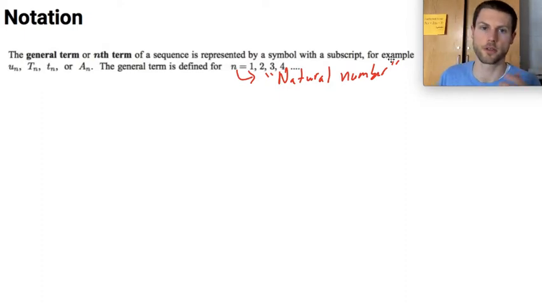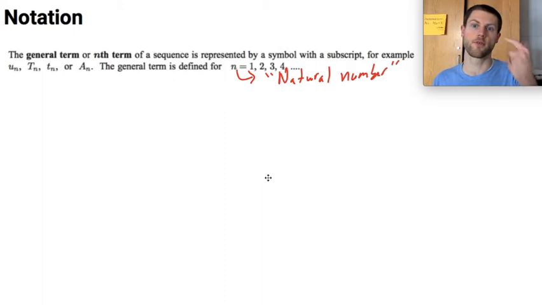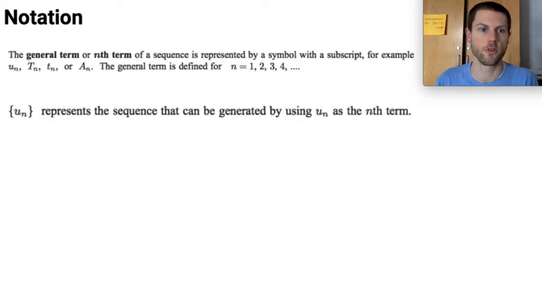They're the counting numbers. So when we talk about these sequences, you can have a first term, you can have a second term, you can have a third term, but you can't have a 2.5th term. And so that's why we're talking about these sequences with these subscripts. U sub 1 would be the first term, U sub 2 would be the second term, and so on and so forth. This set notation, the set U sub n, represents the sequence that can be generated using some general U sub n term as the nth term.